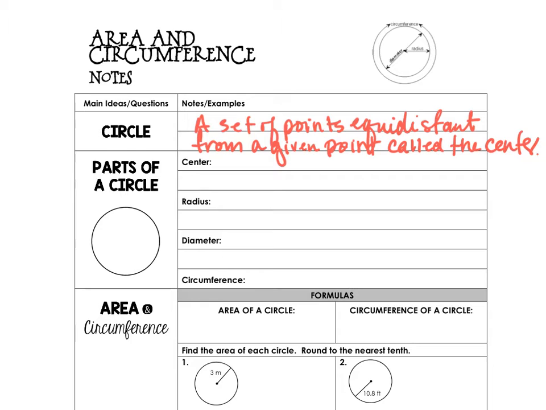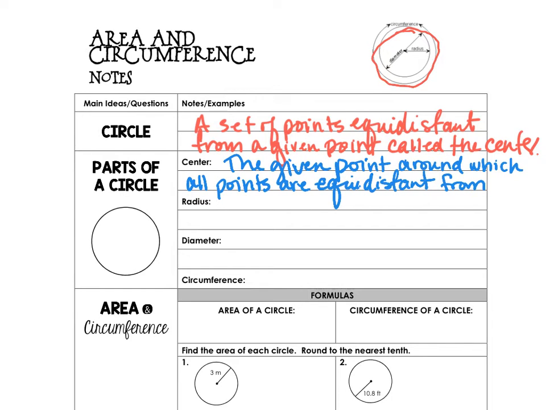A circle is a set of points equidistant from a given point called the center. Equidistant means that all of the points are the same distance around. So this right here, they're all, oh, this is a horrible circle, all the same distance around from the center.